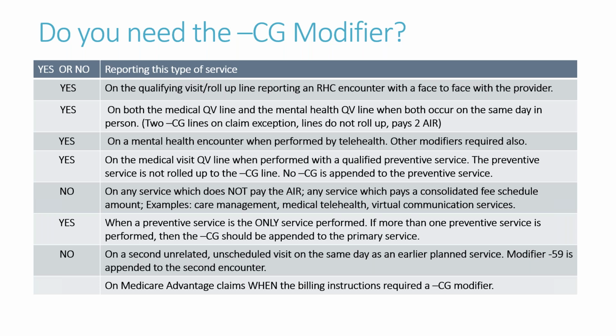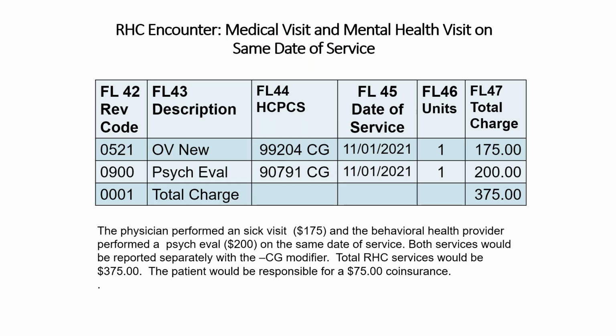So the simple part is, if the service does not pay the all-inclusive rate, it does not get a CG modifier. If I have those things that are paid off of a fee schedule amount, I don't have a CG modifier. So with that FAQ document and this new slide, that should answer most of your questions about if you need a CG modifier. We get a lot of questions about that.